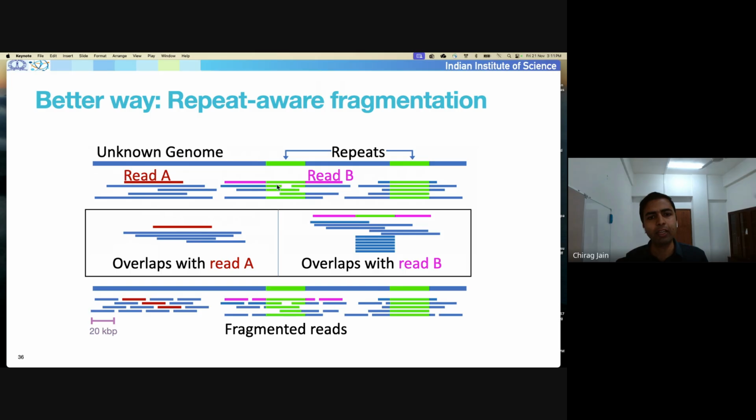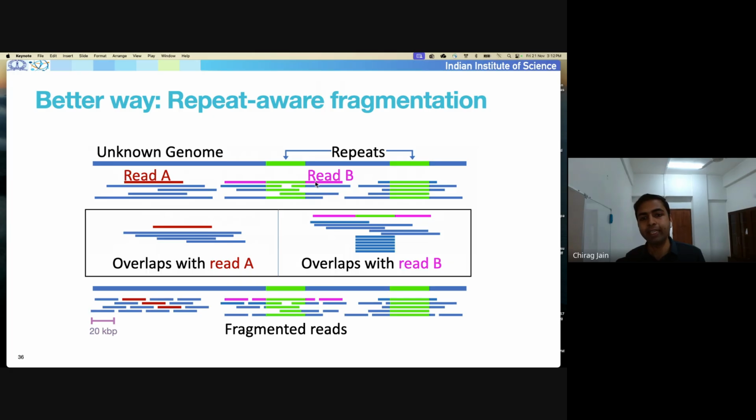But on the other hand, if a read is sampled from a repetitive region, you will see a larger number of reads overlapping with that read. And by looking at the number of reads that overlap with my current read, I can try to predict what regions of my read may be repetitive in the genome sequence.